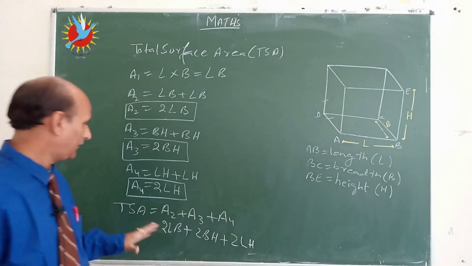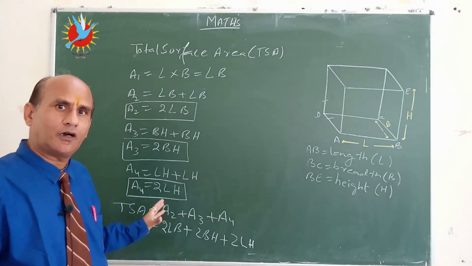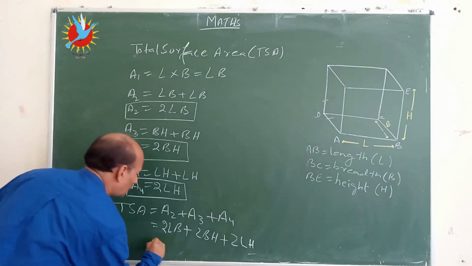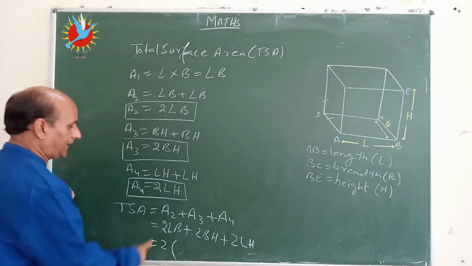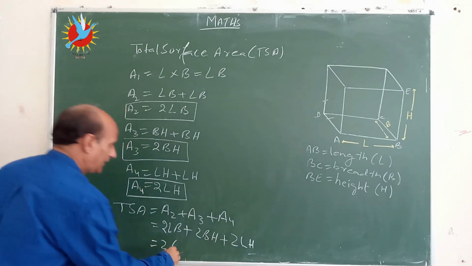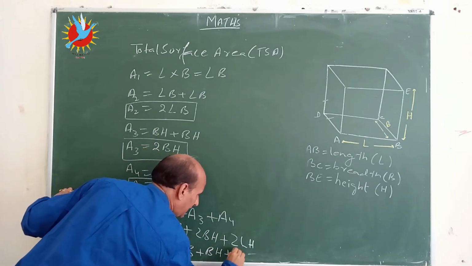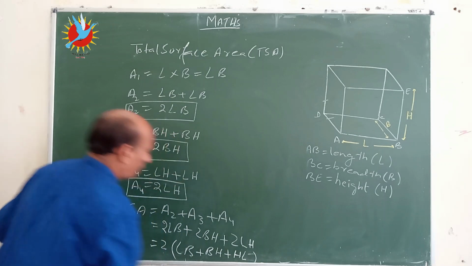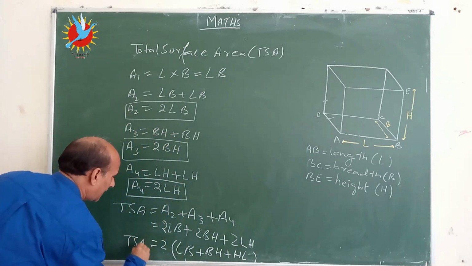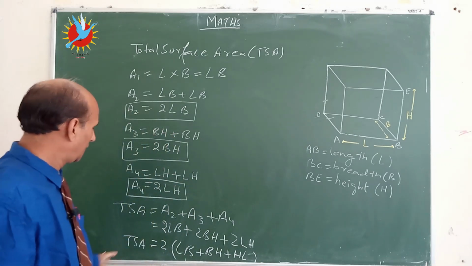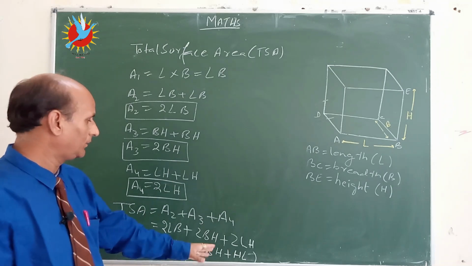What we have done, we have added the area of all the surfaces. Here 2 is very common, so we will take 2 outside the bracket. It is LB, BH and HL. So in this way we will get the total surface area of the cuboid. It is very easy to remember this formula.